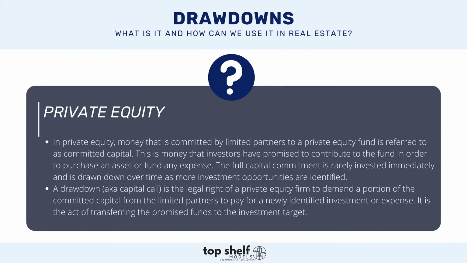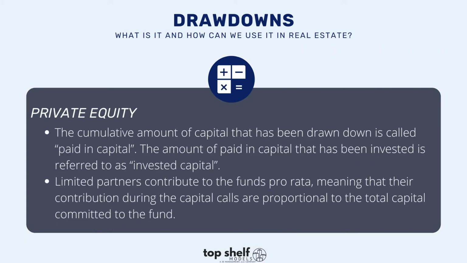So a drawdown, or a capital call as we see here, is the legal right of a private equity firm to demand a portion of the committed capital from the limited partners to pay for a newly identified investment or any expenses. So it's basically the act of transferring the promised funds to the investment target. Just a few key terminologies here.